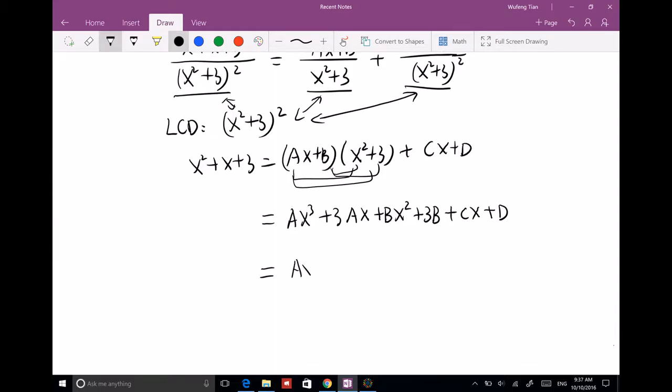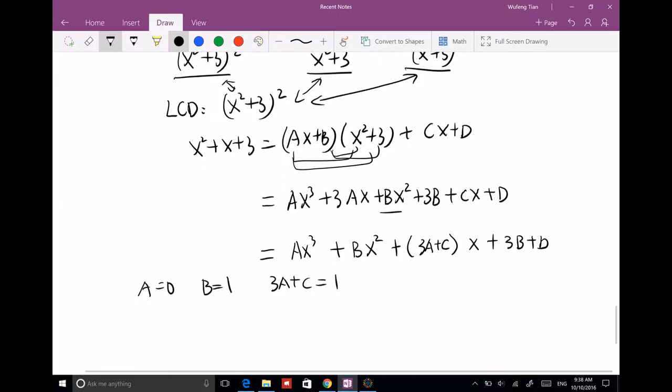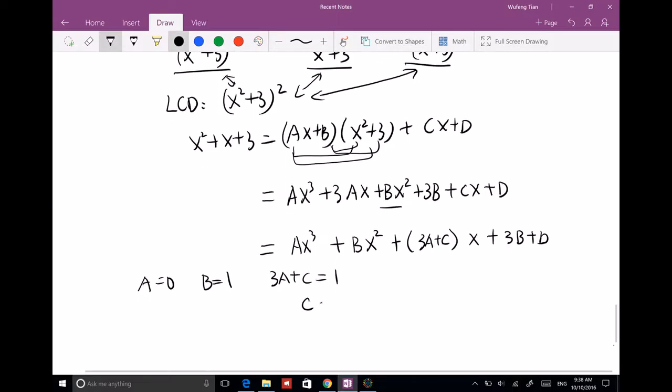So ax cubed is going to be equal to 0. That's right. Then I have bx squared equals 1. And then I have 3ax plus cx equals x, and that's 1. That's 3a plus c equals 1. Then I have 3b plus d equals 3.